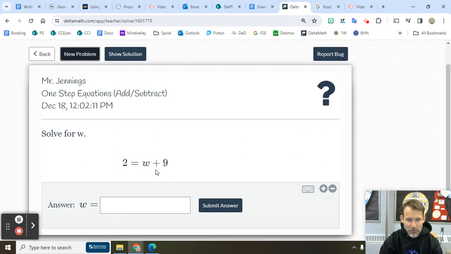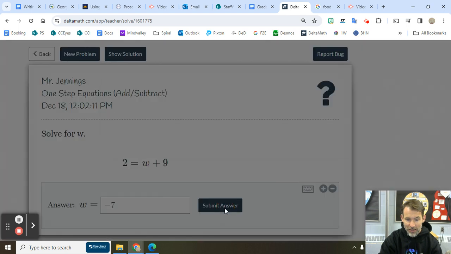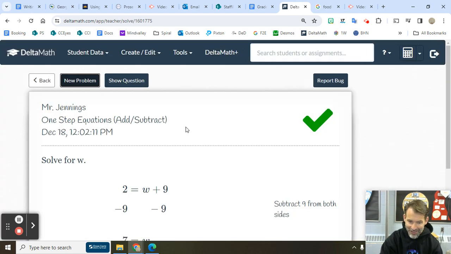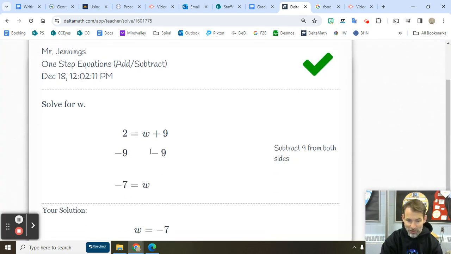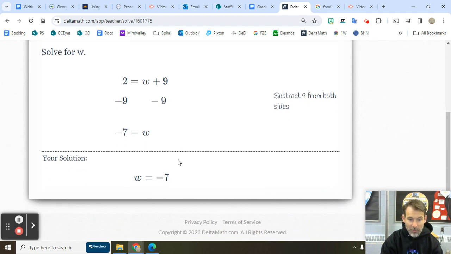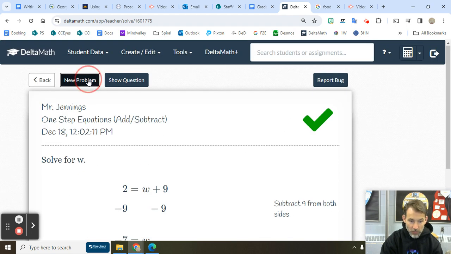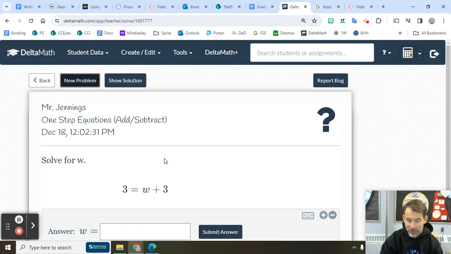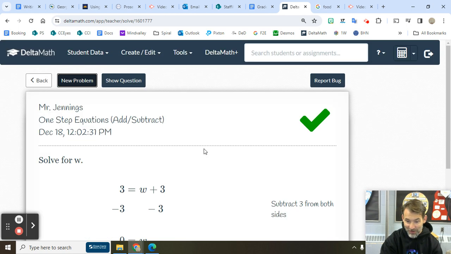All right, 2 equals w plus 9. Well, if I subtract 9 from both sides, I get minus 7 over there. I check it. Minus 7 plus 9 is indeed 2. Okay? See, they do the same thing. Subtract 9 from both sides, work it down. Minus 7 is w. Let's look at another one. 3 is equal to w plus 3. Well, w is 0. Subtract 3 from both sides. 0 is w. 0 plus 3 is indeed 3.